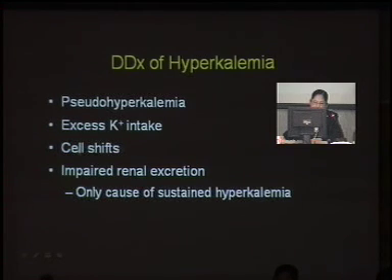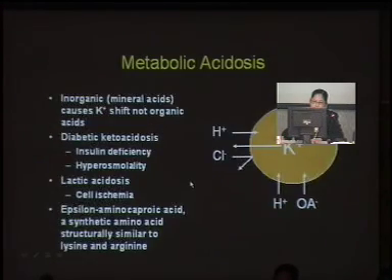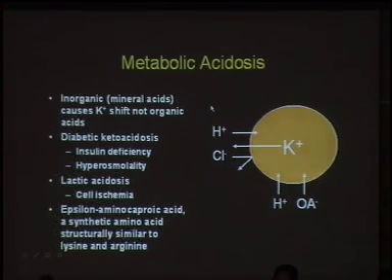So the real one, cell shift, already said. Excess potassium intake is rare, and with normal kidney function it rarely causes hyperkalemia, but it can happen. Impaired renal function or excretion, important. And metabolic, again, metabolic acidosis, cell shift.